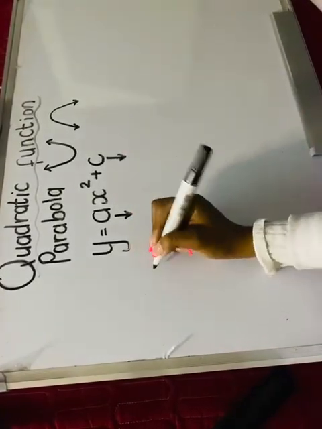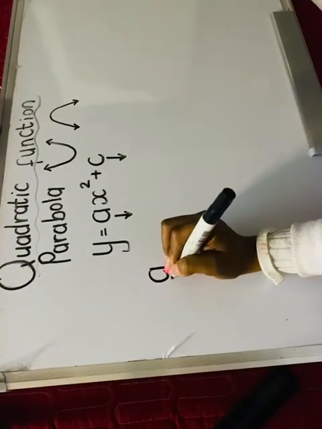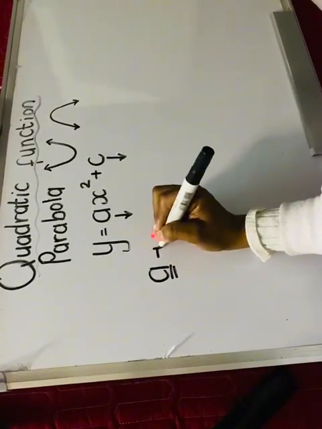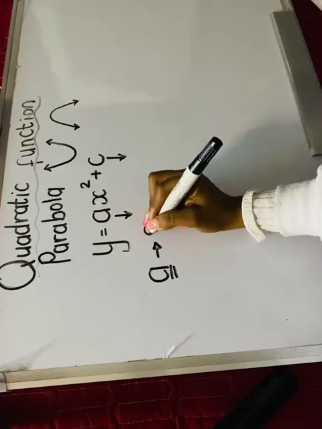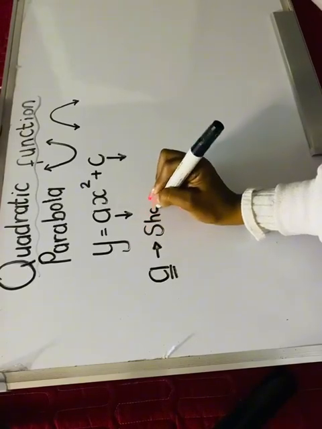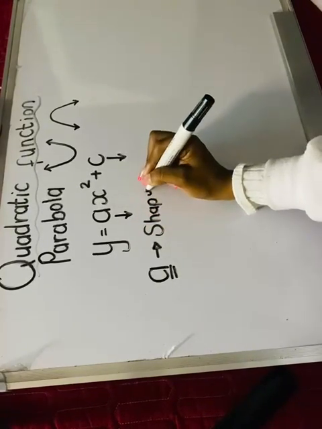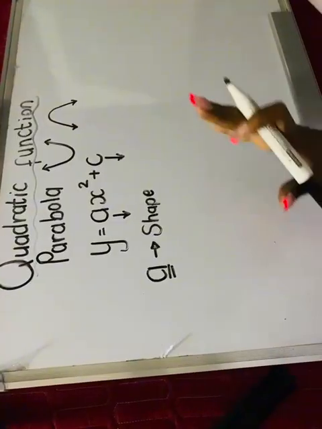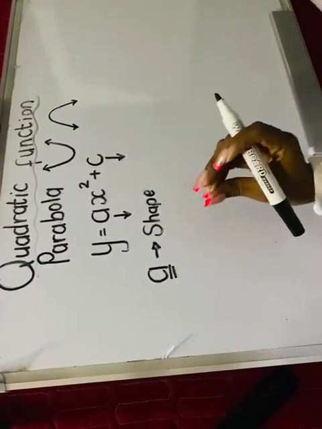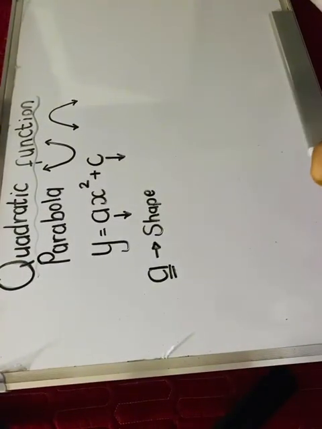Right. Let's talk about a. So a for the parabola is based on the shape. So a tells us the type of shape, or where the graph is going to be looking.